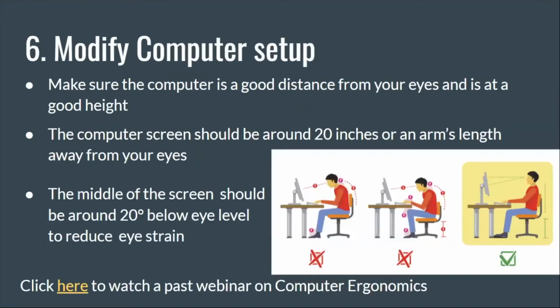So, we talked about eye exercises, but coming back to another technique, which is the sixth one, modifying computer setup. Make sure the computer is a good distance from your eyes and is at a good height. The computer screen should be around 20 inches or an arm's length away from your eyes. The middle of the screen should be around 20 degrees below eye level to reduce eye strain.